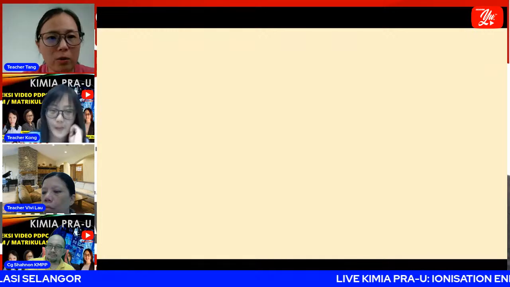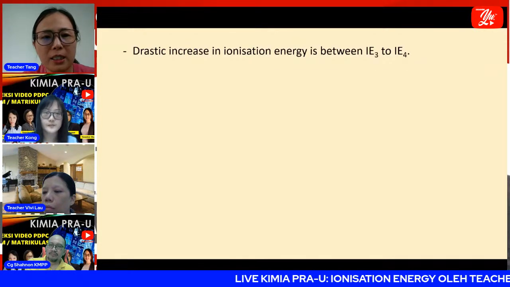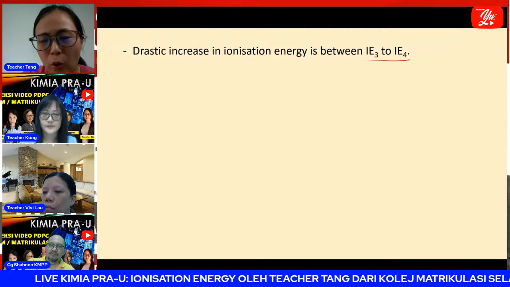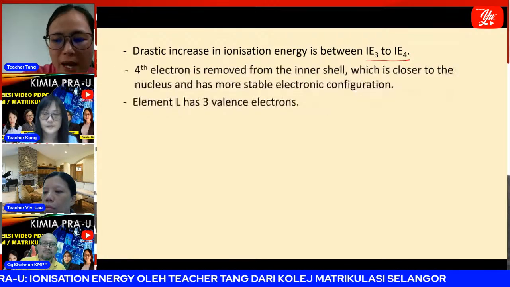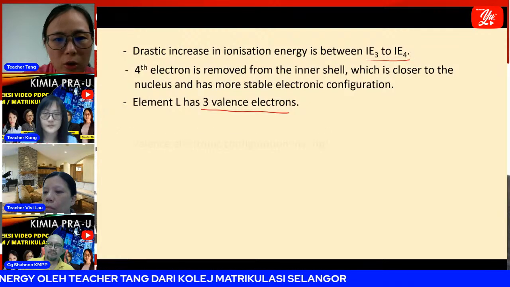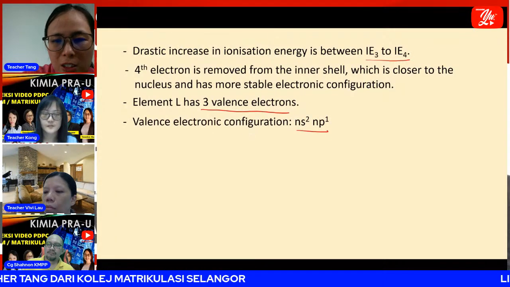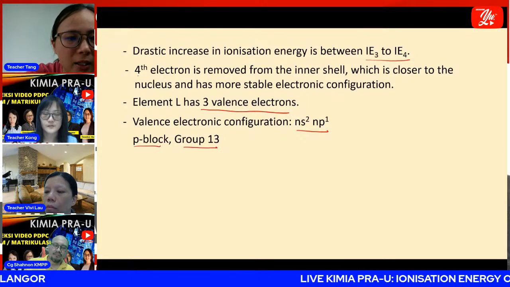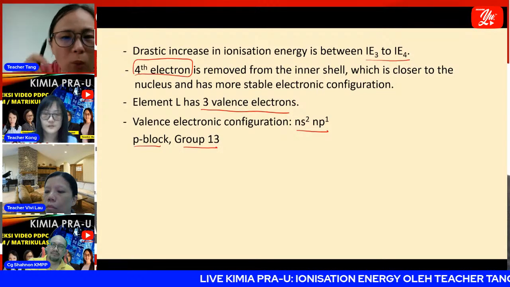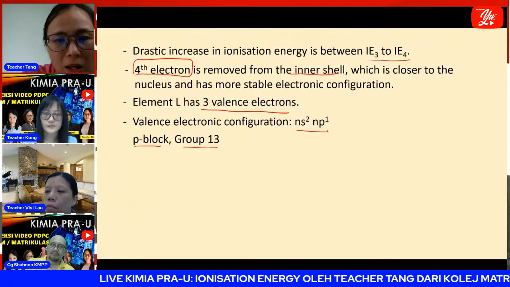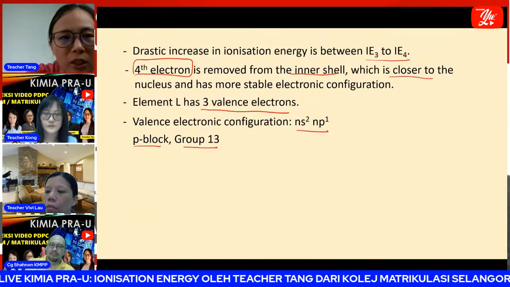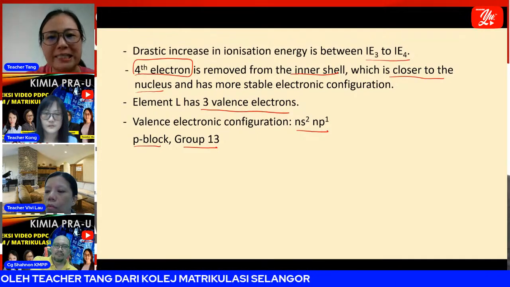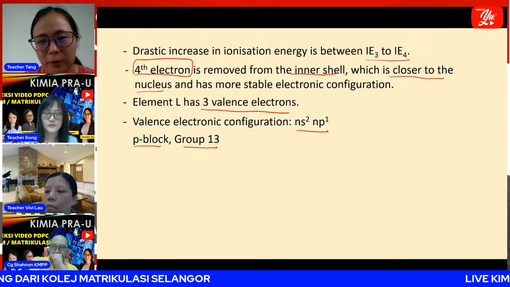Now shall we look at the explanation? So drastic increase occurs between IE3 to IE4, which means that it has 3 valence electron. So valence electronic configuration ns2 np1, so p block element group 13. And the 4th electron is the one started to be removed from the inner shell, which is closer to the nucleus and has more stable electronic configuration. That's why more energy is needed to remove the 4th electron.